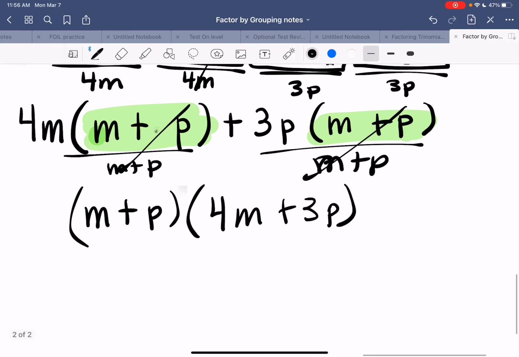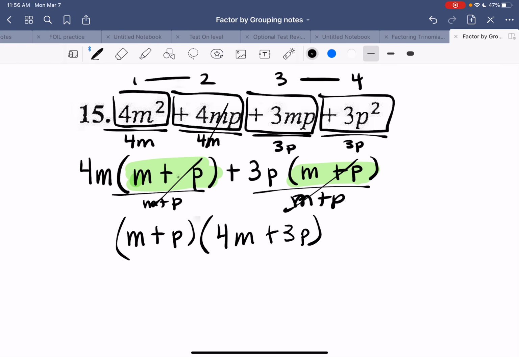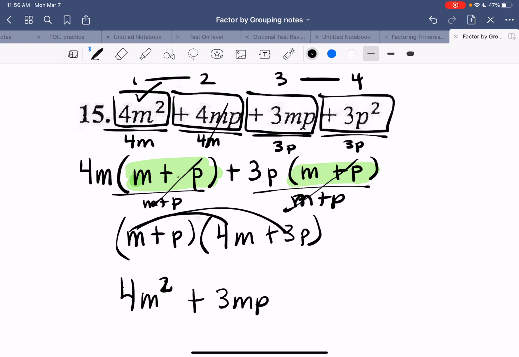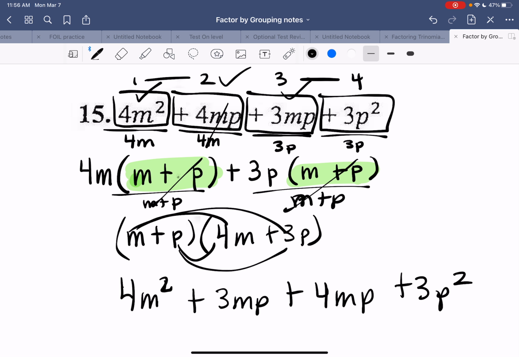And again, I can show that this worked because 4 times m times 4m is 4m squared, which is my first term. M times 3p is plus 3mp, which is my third. Plus 4mp, which is my second, and then plus 3p squared, which is my fourth. So I ended just as I started, with my two factors being m plus p and 4m plus 3p.